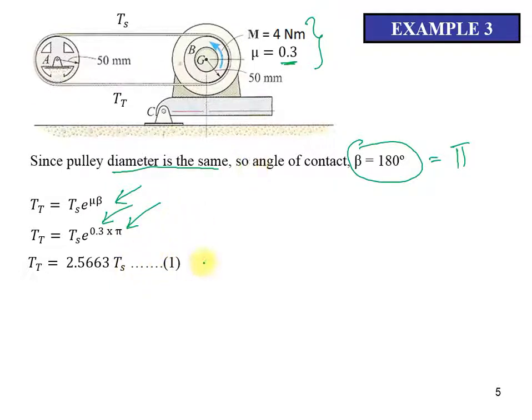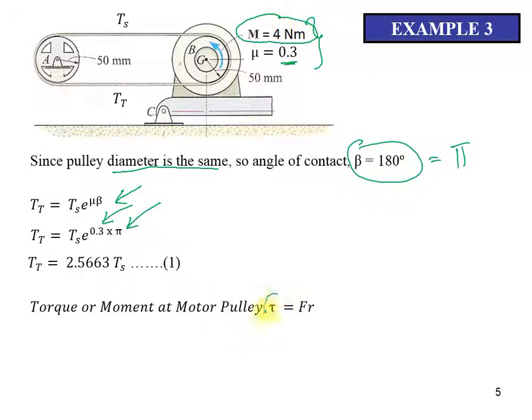Then from there, we simplified the equation, and we assume that this is equation number one. From the moment given at pulley B, it stated that the moment or torque is 4 Newton meter. You know that torque is equal to force times R, or the resultant tension times the radius of the pulley. So here torque is equal to (TT minus TS) times the radius, because you want to see the resultant tension of the belt.